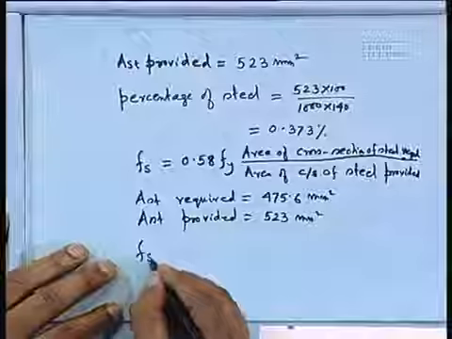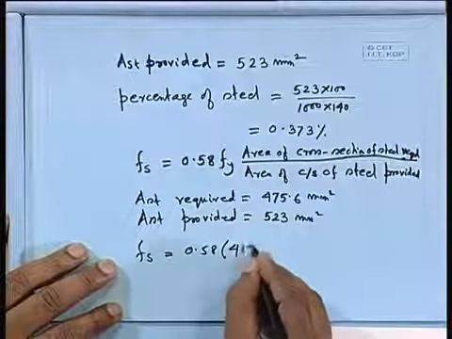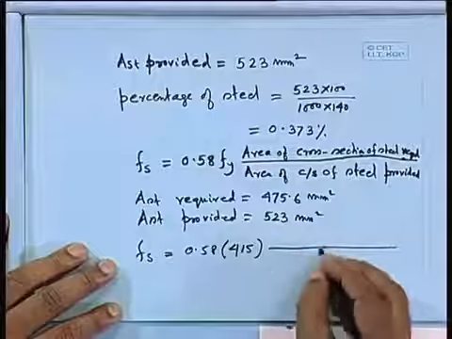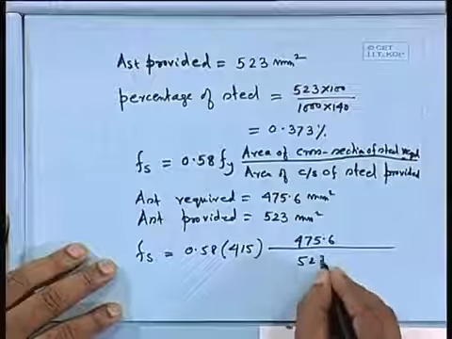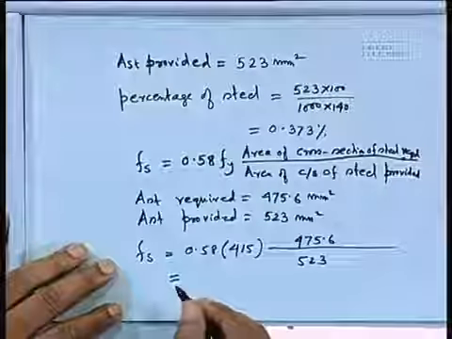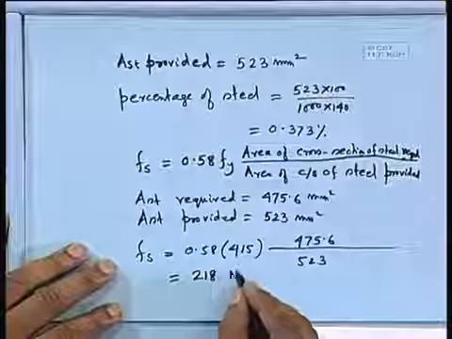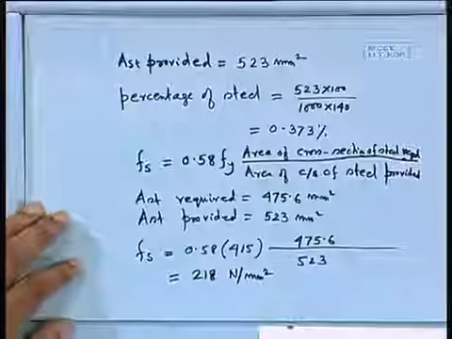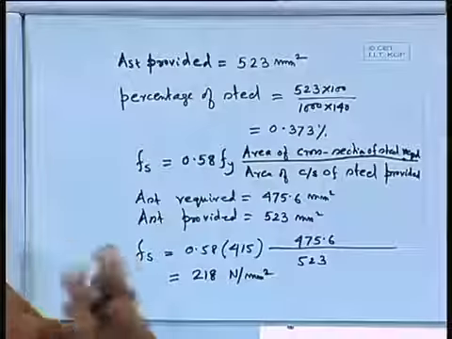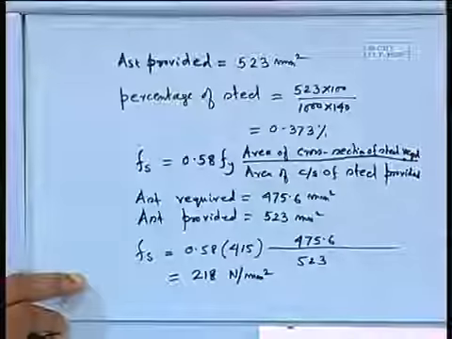So, fs equals 0.58 times fy, Fe415, so 415 times 475.6 divided by 523, which comes as 218 Newton per square millimeter. So, we are getting 218 Newton per square millimeter. This is the value through which we can find the corresponding modification factor.